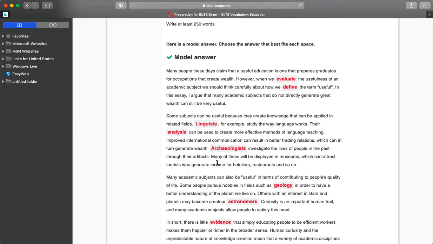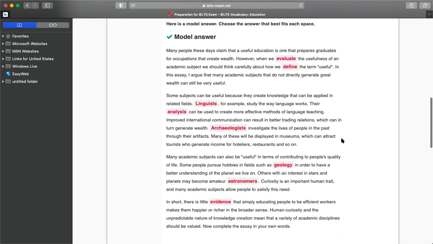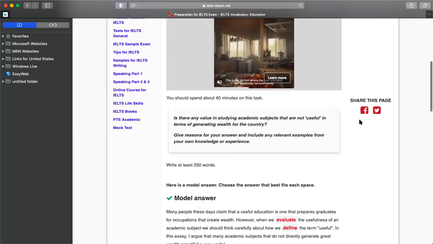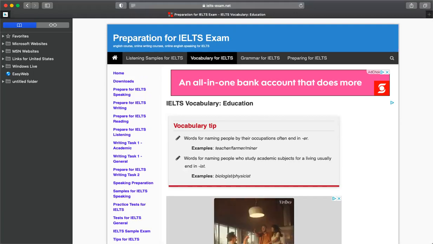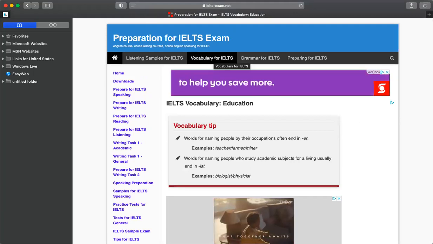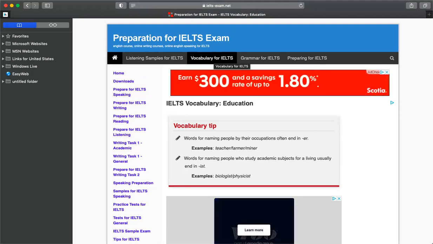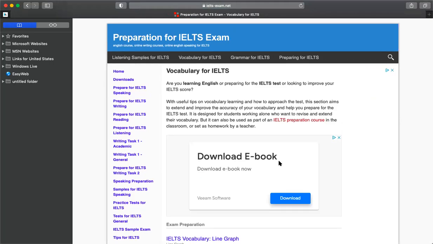Linguistics, analysis, archaeologists, geology, astronomers, evidence. These words in education might appear. And to be honest with you, these words are absolutely practical because in your speaking section in IELTS, the examiners ask you some questions about education and so on. You can use these words in your speaking section as well. So when you learn words, you improve your listening level, your reading level, your writing and speaking. It's not only for writing or speaking.